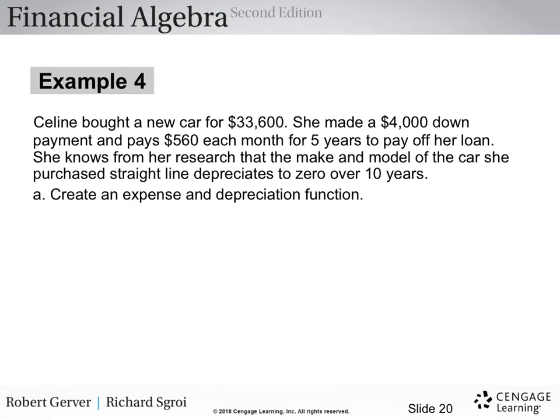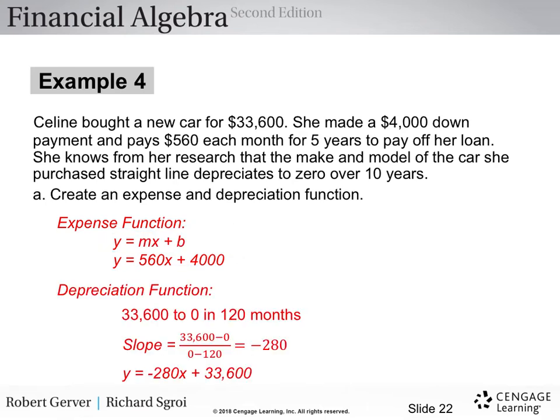Here's yet another example. Celine bought a new car for $33,600. She made a $4,000 down payment and pays $560 each month for 5 years to pay off her loan. She knows from her research that the make and model of the car she purchased straight line depreciates to 0 over 10 years. A, create an expense and depreciation function. So our expense function is simply y is equal to 560x plus 4,000. The 4,000 represents her initial down payment. 560x is how much she's paying per month.